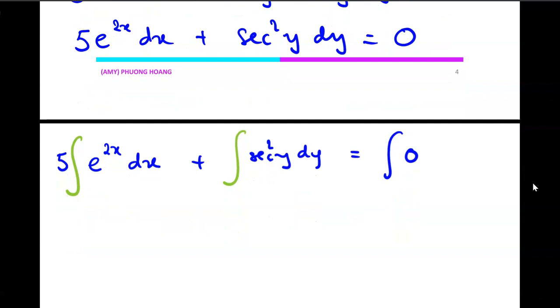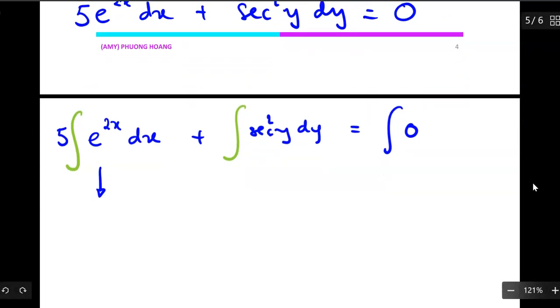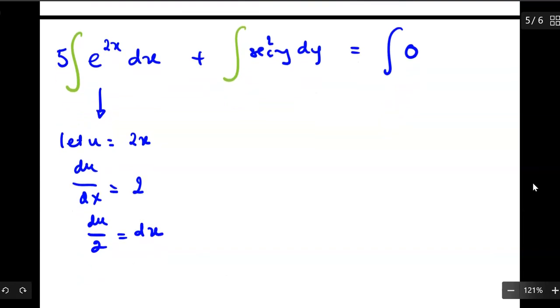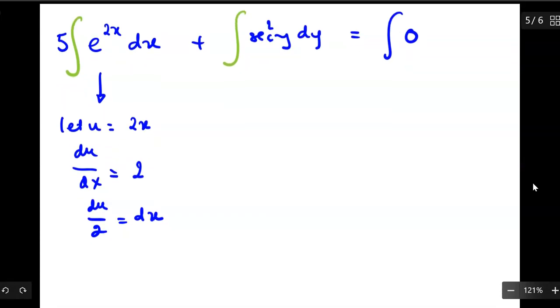Okay, so now I'm going to ask you to make sure that you let u equal 2x. Then du over dx will be 2, so du divided by 2 will be dx. Therefore, what you are going to substitute is 5 integral of e to the exponent u. So instead of writing dx, you are going to write du over 2.